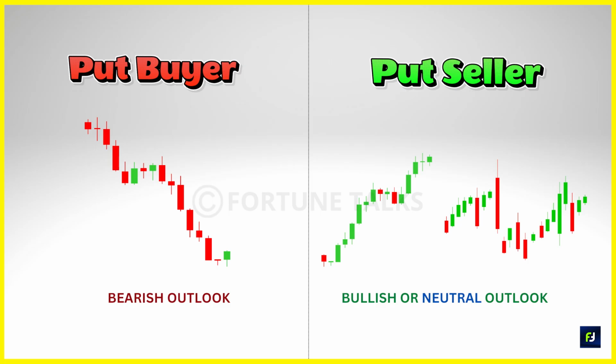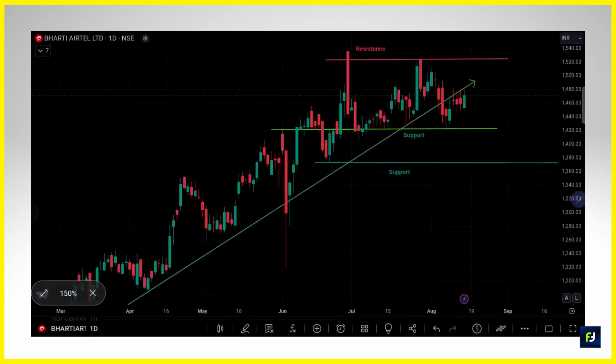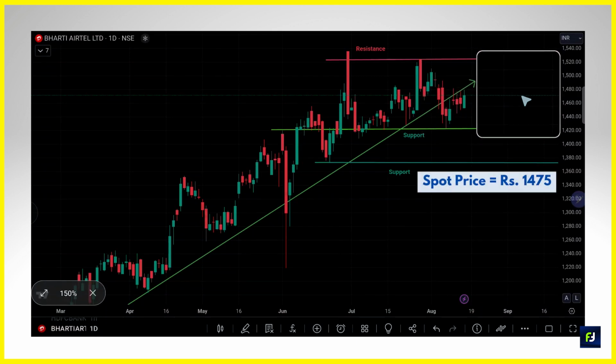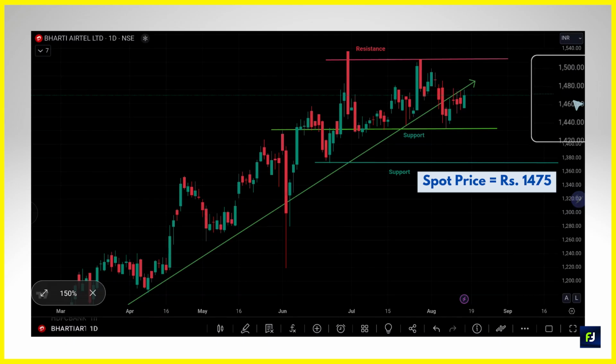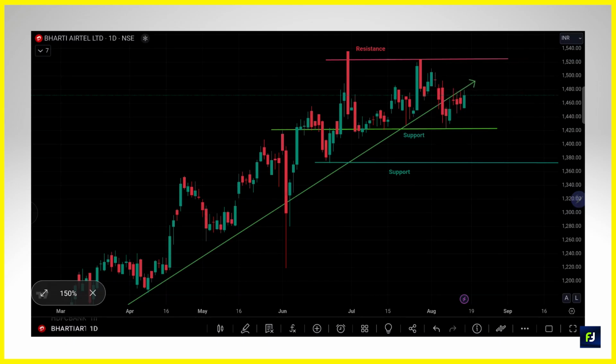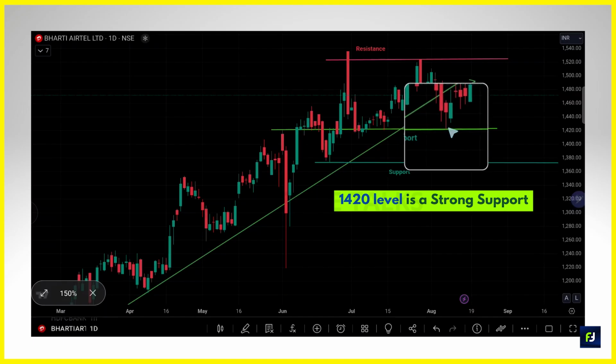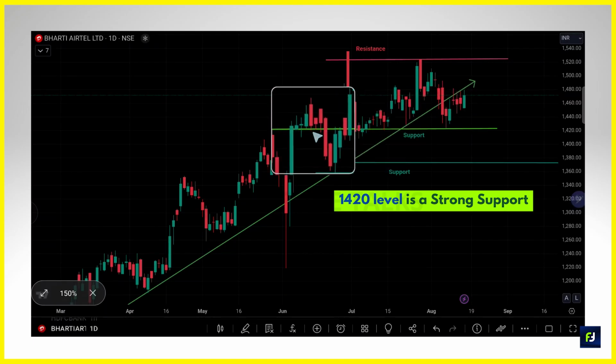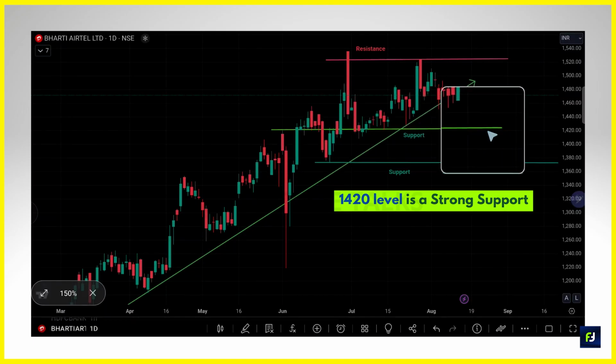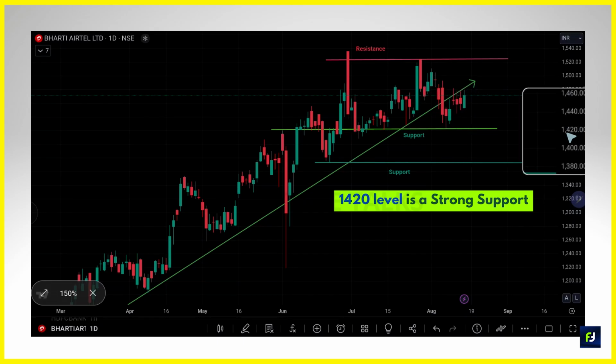Let's consider the Bharti Airtel example again, but from the perspective of a put option seller. The thought process of a put option seller is entirely different. This is the daily time frame chart of Bharti Airtel. Airtel stock is currently trading at 1475 rupees in the spot market. The stock is in an uptrend for quite some time. It is now trading near a strong support level at 1420. This support level has sustained prices a few times. Therefore, you can anticipate the price to remain above this level at least until expiry.